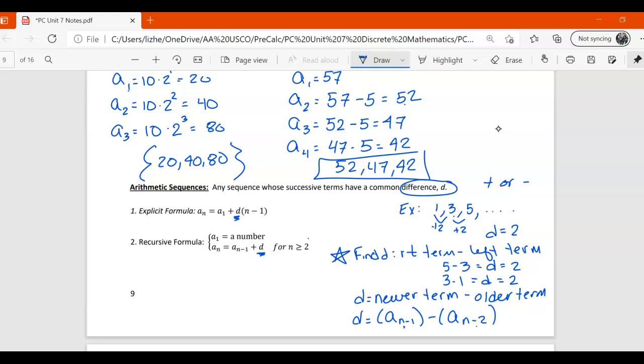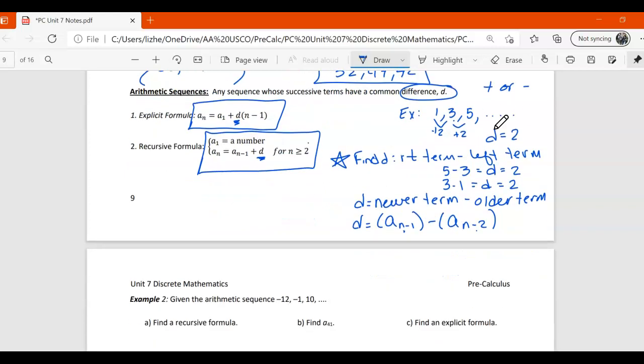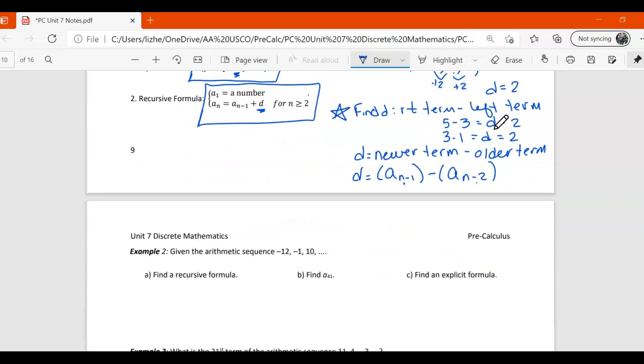So when you're writing an explicit formula for an arithmetic sequence, this is what you go with. When you're writing a recursive formula, you go with this. Okay? And so we're going to do that here. Next page. Given the arithmetic sequence -12, -1, 10, ... we need to do 3 things with that. Find the recursive formula, find a of 41, and find an explicit formula.